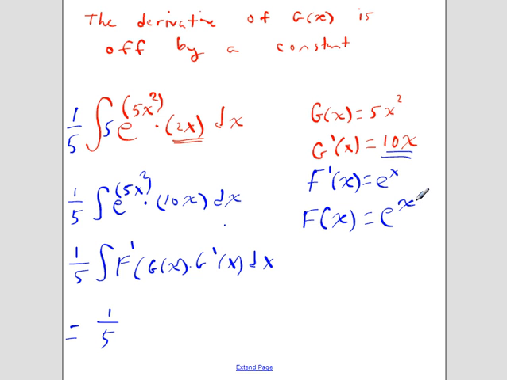So here's f of x, here's g of x. So our solution is 1/5 e to the 5x squared plus c. So here is my indefinite integral, which is the same thing as the antiderivative.